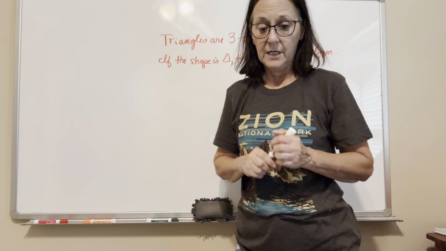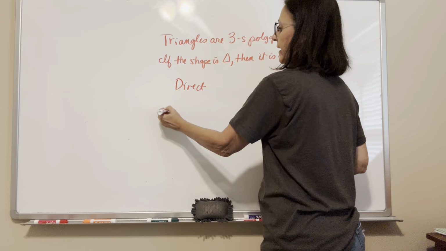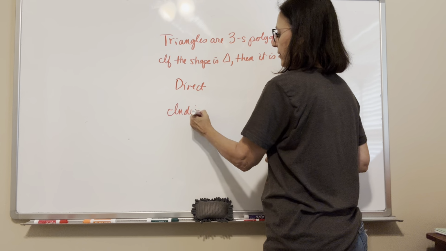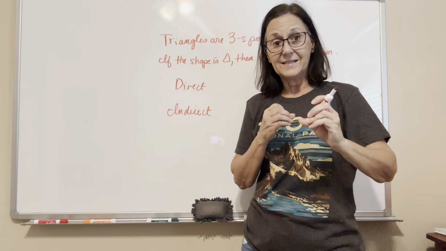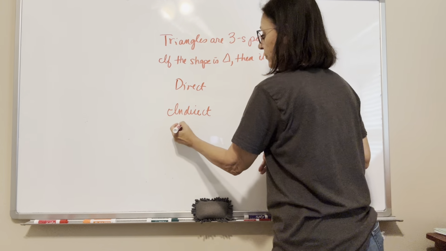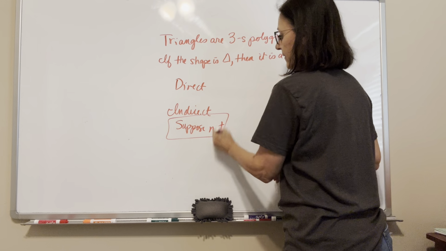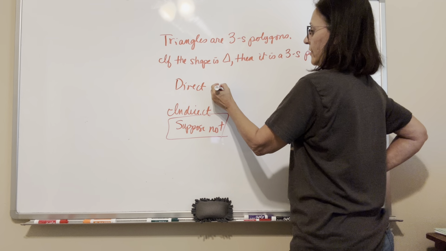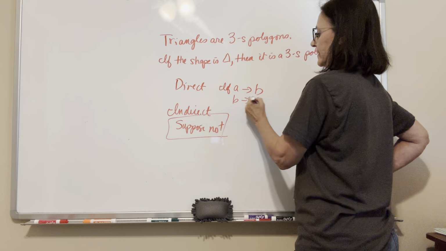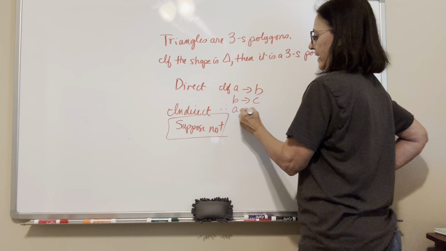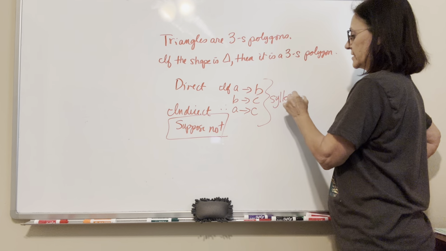With the conditional statements, you've got to remember the difference between a direct proof and an indirect proof. And how do I write that first statement? Remember, indirect proofs begin with suppose not. Whereas a direct proof goes: if A, then B; if B, then C; therefore A to C. And this particular direct proof would be called a syllogism.